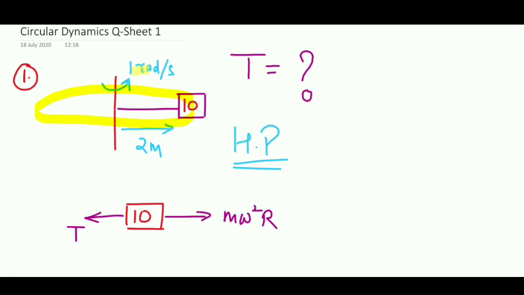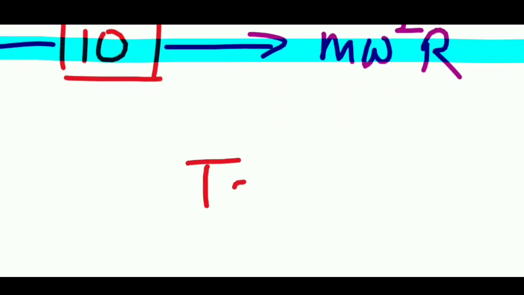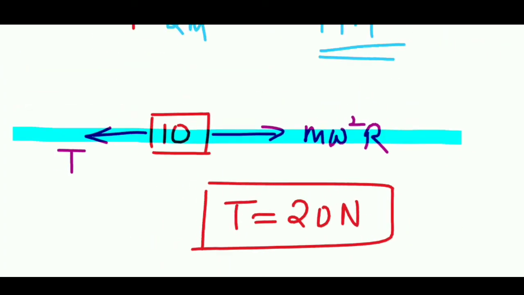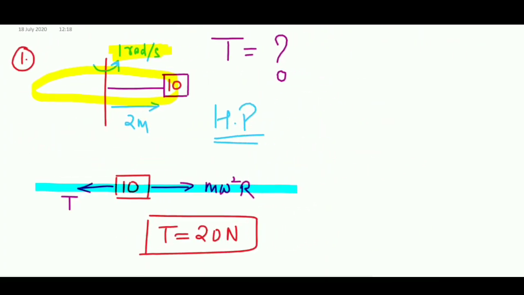Because over here the value given to me is omega, so I am directly using m omega square r. Now as soon as I have applied centrifugal force, I can balance the forces along the center line. So tension is equal to m omega square r. m over here is 10 kg, omega is 1, r is 2 meters. So tension will come out to be 10 into 1 square into 2, which is 20 Newton. Okay, let's get into the next question, guys.